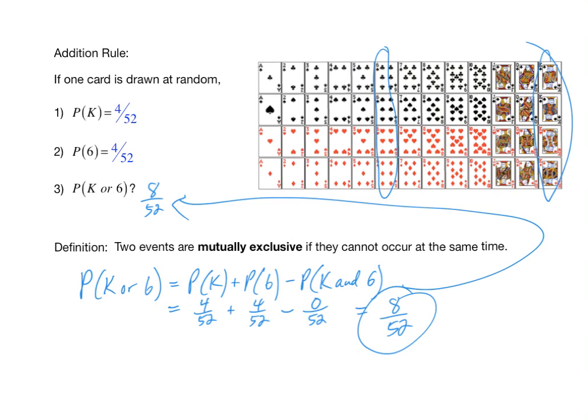We have a special name for two events that do not overlap. They are called mutually exclusive events. Kings and 6s are mutually exclusive. They're two events that cannot overlap. Whereas kings and diamonds were not mutually exclusive. So the addition formula works all the time. However, the minus part ends up being 0 if you're dealing with mutually exclusive events.